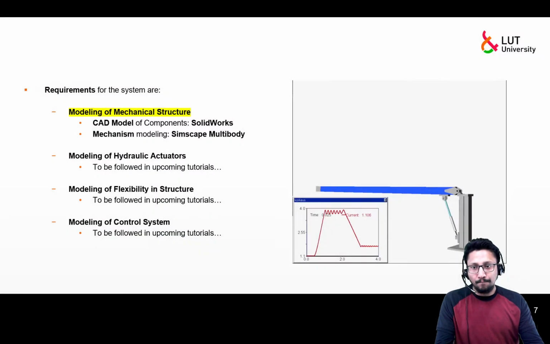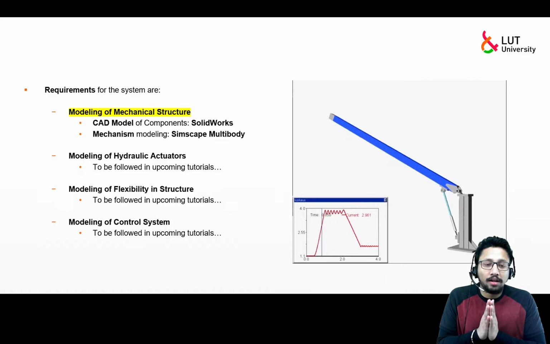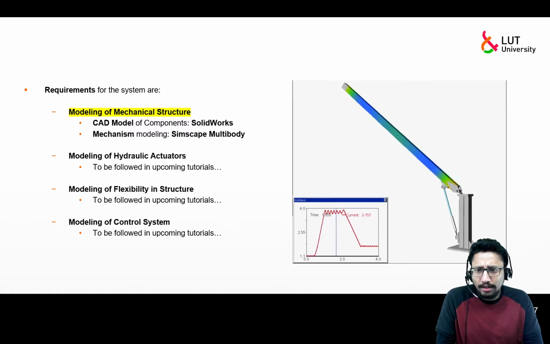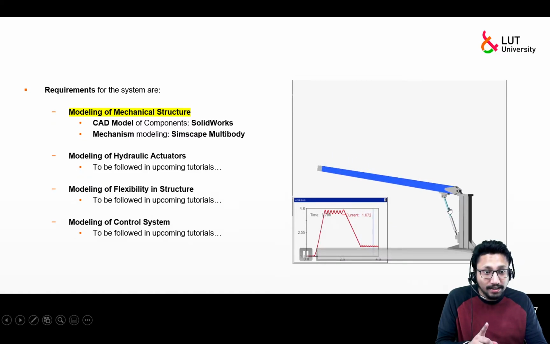So in order to model this system, what are the requirements? If I see the figure carefully, I can see that there is a mechanical structure. As I already told you, this is the lift arm, pillar, then the cylinder and the piston. So these are all the mechanical components that we will have to model at first, correct? Because that would be the first step.